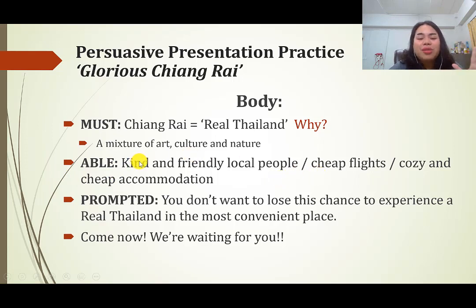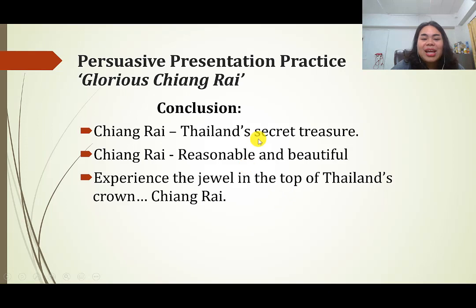It's easy to come here. Everything will be convenient when you come to Chiang Rai because the people are great, flights are not expensive, accommodations are cheap and cozy. And if you don't come now, when COVID comes, you're going to regret it. Come now, we're waiting for you. Okay, and then conclusion. Talk about why they should come to Chiang Rai. Because it's Thailand's secret treasure, and it's reasonable and beautiful. And then the last message: jewel on top of Thailand's crown.